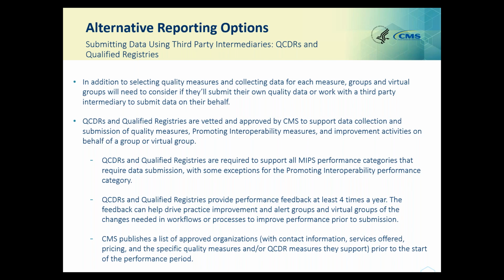QCDRs and qualified registries provide performance feedback at least 4 times per year. The feedback can help drive practice improvement and alert groups and virtual groups of the changes needed in workflows or processes to improve performance prior to submission. We publish a list of approved organizations with contact information, services offered, pricing, and the specific quality measures and/or QCDR measures they support prior to the start of the performance period. Next slide, please.